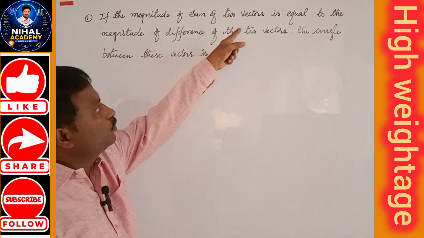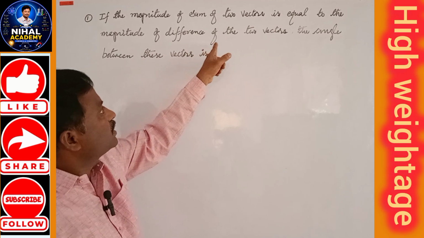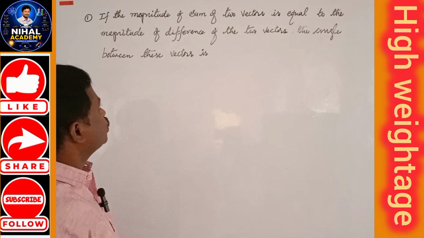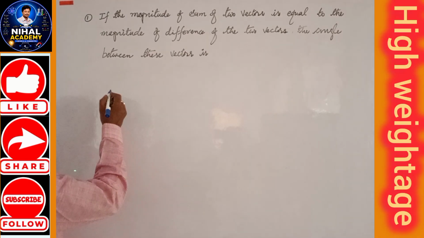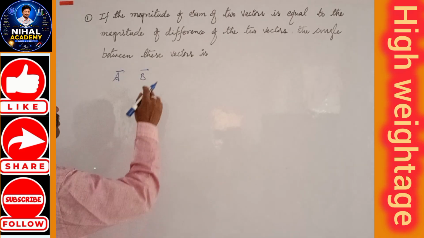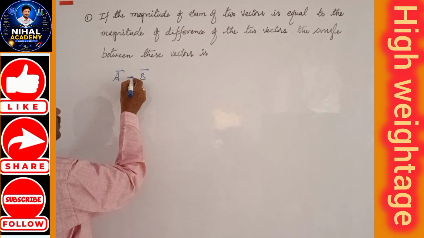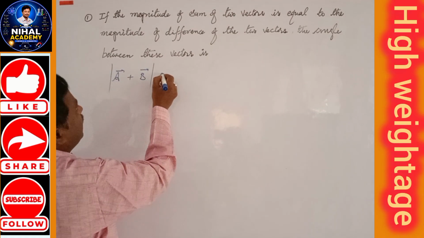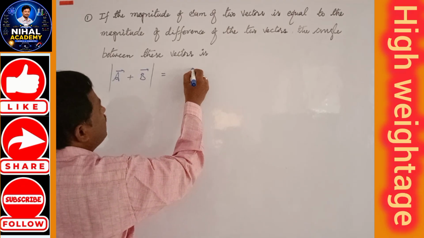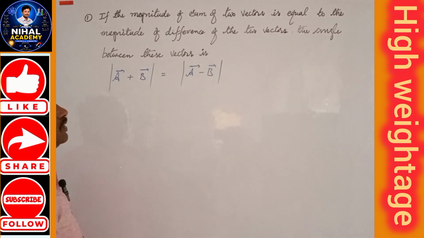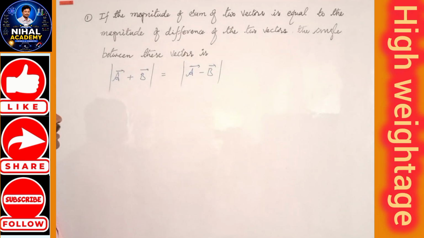If the magnitude of the sum of two vectors is equal to the magnitude of the difference of the two vectors, the angle between these two vectors is? So we take the two vectors as vector A and vector B. The magnitude of the sum of the two vectors, vector A plus vector B, is equal to the magnitude of the difference of the two vectors, that is vector A minus vector B. So we have to find the angle between these two vectors.